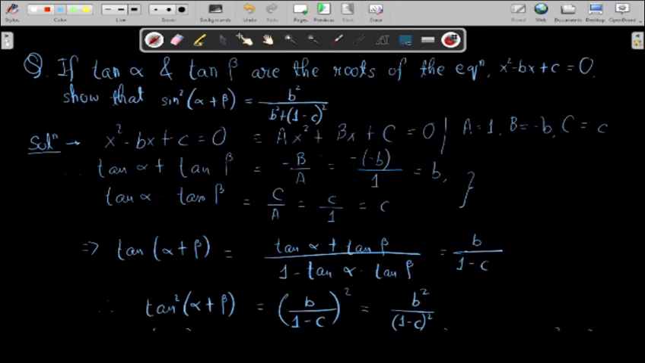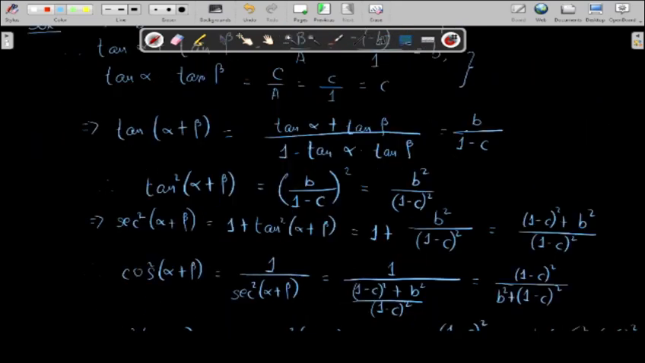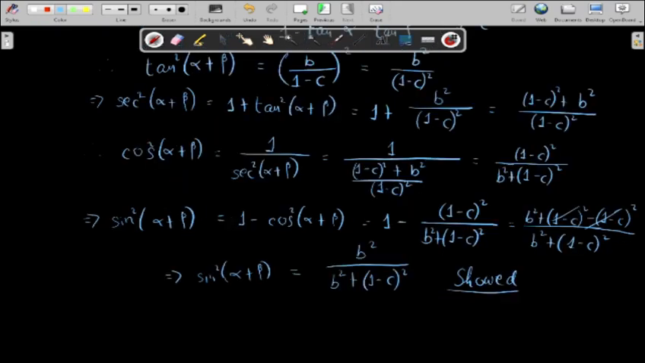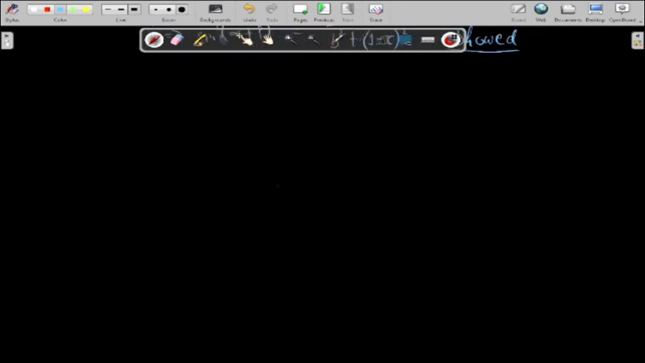Now is there any shortcut? We have found out what is tan, and we have squared it. From tan square we went to sec square. From sec square we went to cos square, then sin square. So let's try if there is a shortcut method to the above question or solution. Okay.